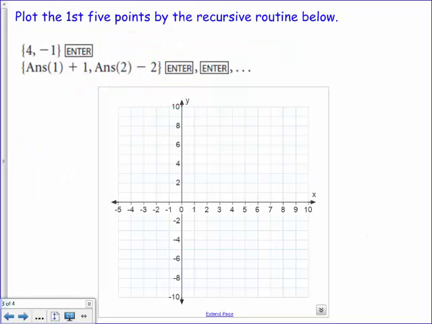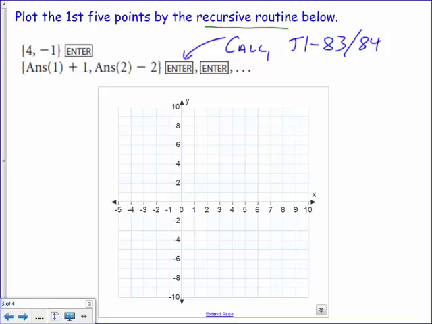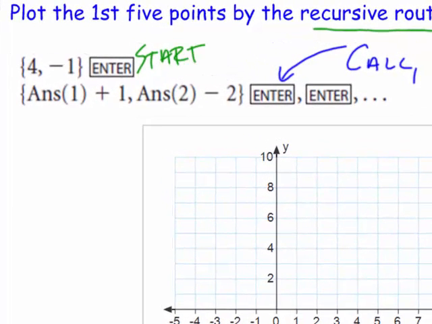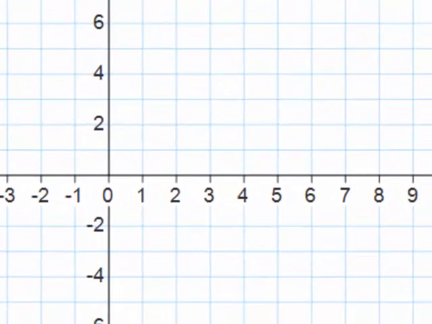All right, you're going to see some funky notation in your book today, but let's talk about what it really means. It says plot the first 5 points by the recursive routine below. This is written in what you would do on a calculator, more specifically a graphing calculator like a TI 83 or 84. But we're just going to pay attention to what it's doing. Remember, for a recursive routine, there's a start and there's a rule. Here's our start, our starting point. I'm going to write that down here: the point 4, -1. Let's graph that. 4, -1 would be about right there.